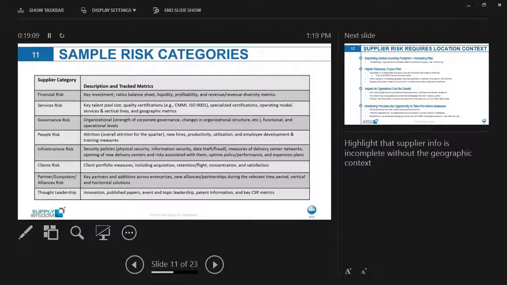And here, this is actually when NEO tracks supplier risk. These are the categories that we look at to determine whether or not a supplier is risky or not. So financial risk, services risk, governance risk, people risk, infrastructure, clients, partners, and thought leadership.